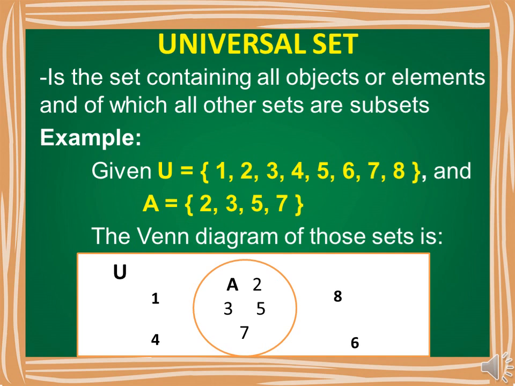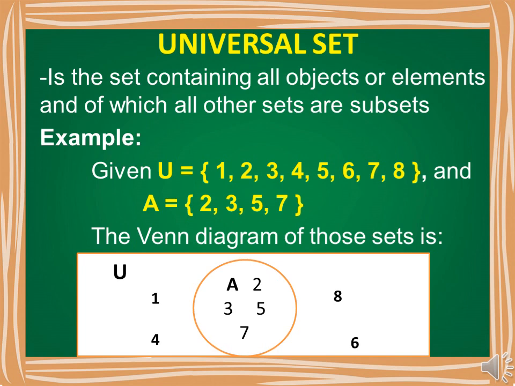Before going further, let us first define the universal set. The universal set is the set containing all objects or elements, and of which all other sets are subsets. We have here an example. Given the universal set, which is represented by capital letter U, which has elements 1, 2, 3, 4, 5, 6, 7, and 8. Again, this is a finite set because the elements stop at 8. Another finite set is set A, which has elements 2, 3, 5, 7.